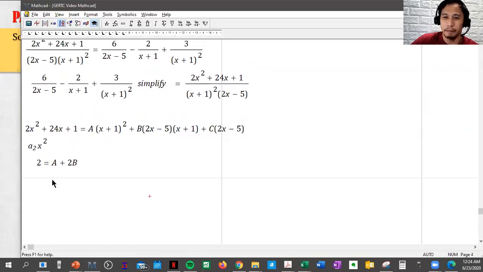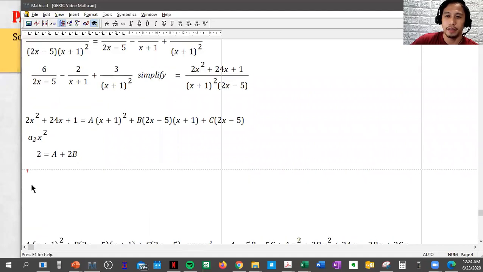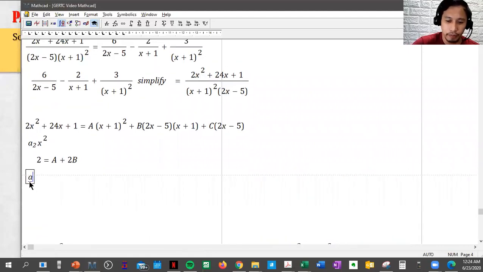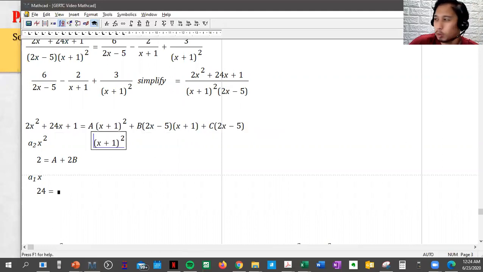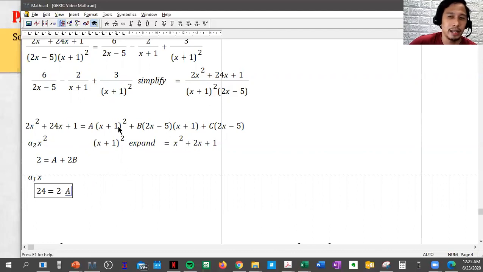Now, focus naman tayo sa linear term, a sub 1, a sub 1x. The linear term at the right, at the left is 24. And at the left, where can we get that linear term? Diba? If we expand this x plus 1 squared, that is equal to x squared plus 2x plus 1. Multiply it by a, there is 2ax. So that 24x must be equal to 2ax. Okay ba? But not yet enough.